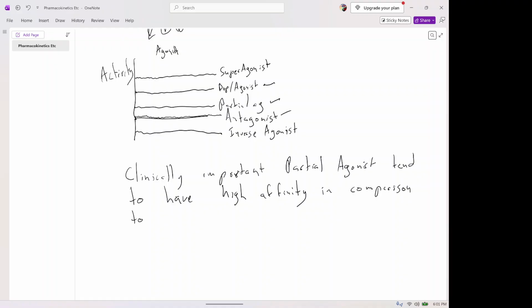Now, I've never been able to get a true answer of whether it is something about being partial agonists that makes them have higher affinity. Do those two things have to exist together? Or is it just that the clinically relevant partial agonists that I've learned so much about all happen to have a high affinity because that's part of what makes them helpful? If you want extra credit, you could try and dive into that question. But they tend to have higher affinity in comparison to other ligands.